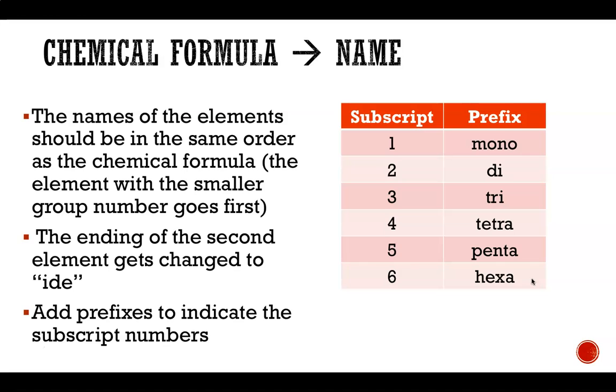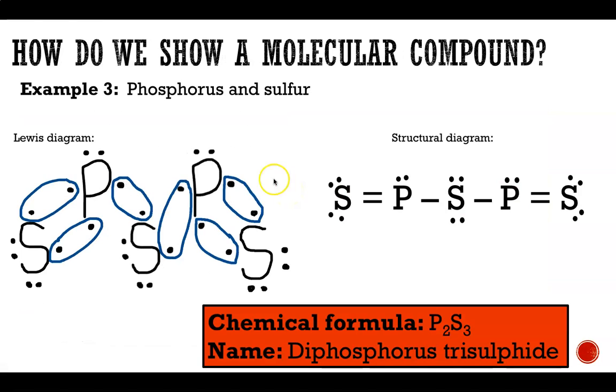So when we're naming molecular compounds, first of all, the names of the elements should be in the same order as the chemical formula. As a rule of thumb, the element with the smaller group number always goes first. So let's pop back for a second and look at this one. If you're given a formula, P2S3, the name would be diphosphorus trisulfide, not trisulfide diphosphorus. You're not going to switch those. You want to keep the same order.